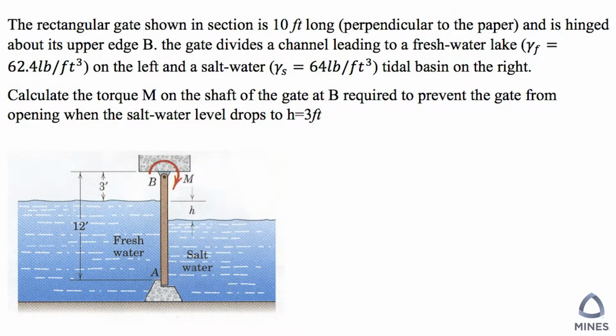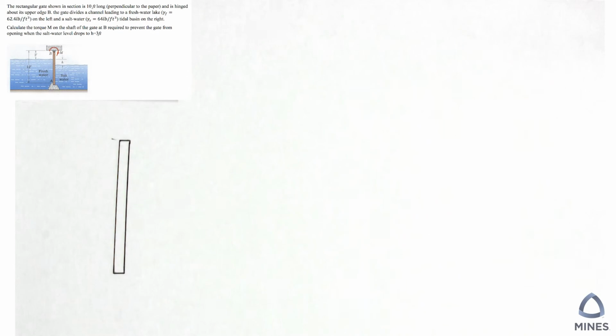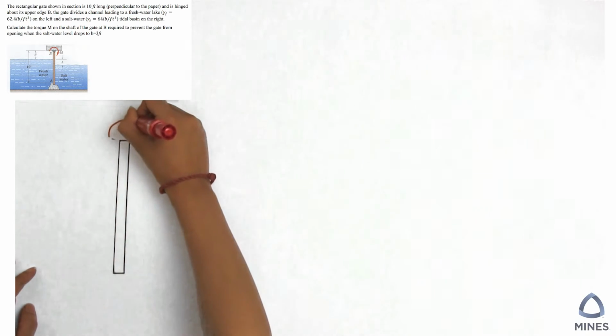So for this problem, we were trying to decide what is the moment we need to apply here so that the door is not going to be opened. What we're going to do is still use our FBD to help us solve this problem. So we are going to draw the FBD for the door.